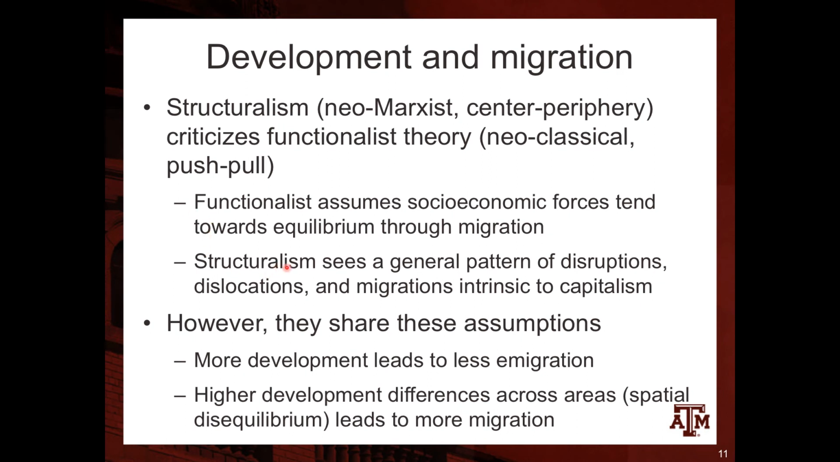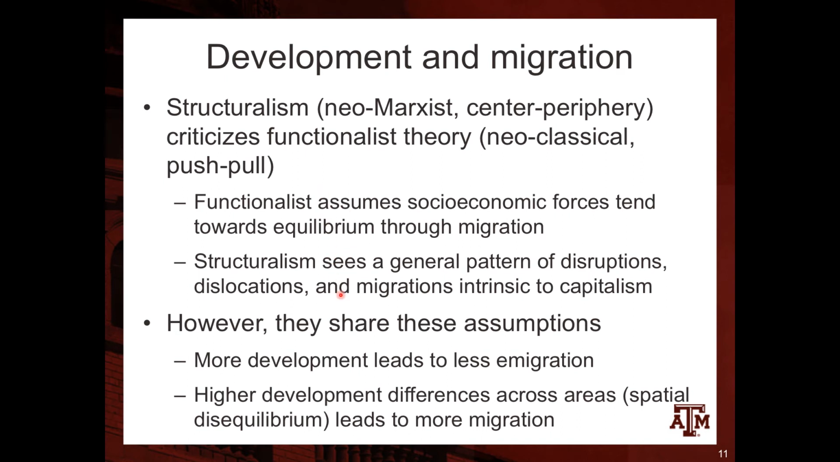The structuralist theory sees a general pattern of disruptions, dislocations, and migrations intrinsic to capitalist society. In this theory, the idea is that capitalist society creates a general pattern of inequality between countries that makes some countries richer than others, and then people look for better opportunities in other countries. And that creates all these migration flows from one country to the other.